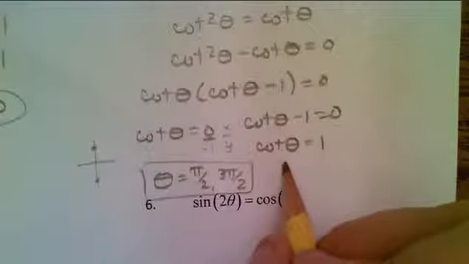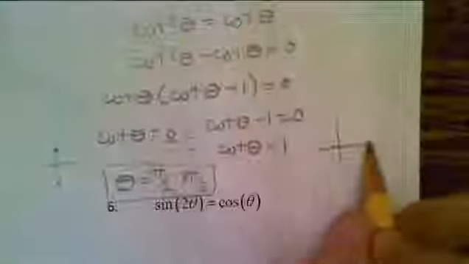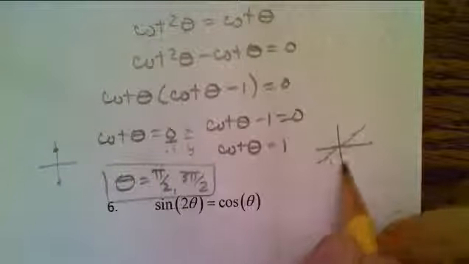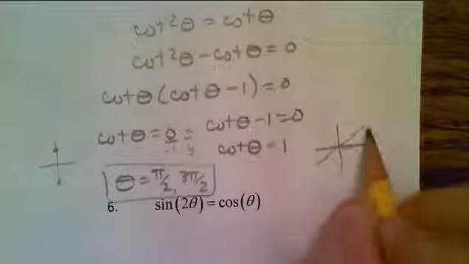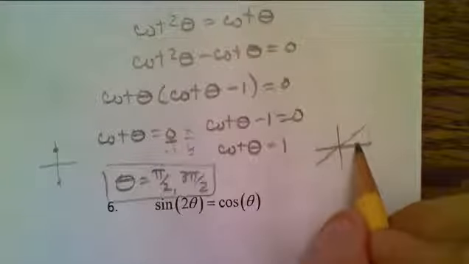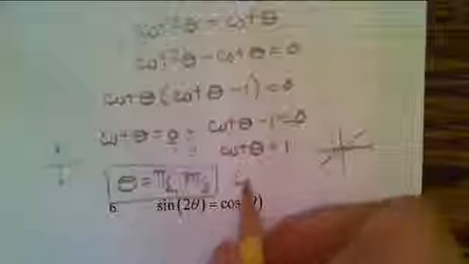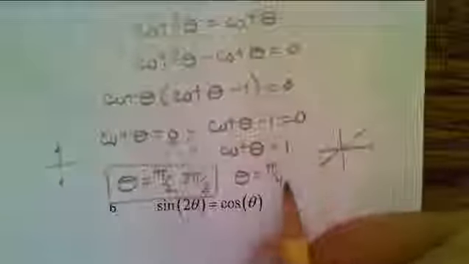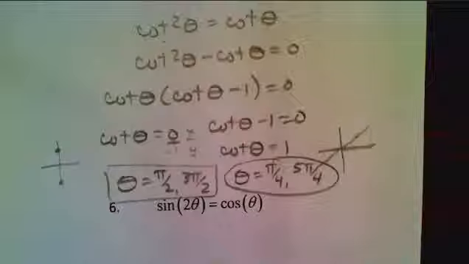And then where is the cotangent equal to 1? Well, that's like saying the tangent is equal to 1. That's going to happen here and here. And again, it's 1 when x and y are the same. So that's going to be at a reference angle of pi over 4. So theta could be pi over 4. Or down here, it could be 5 pi over 4. Two answers for that one.